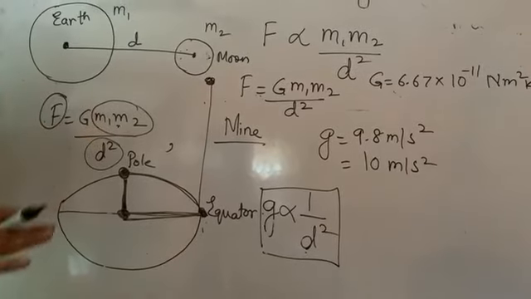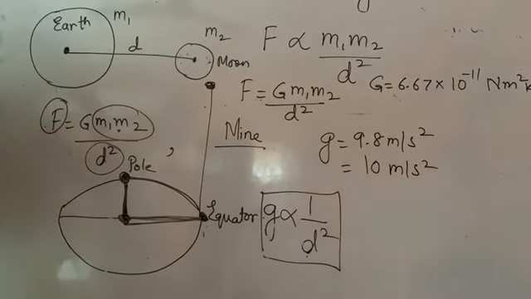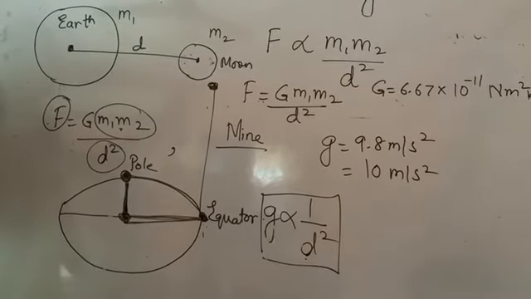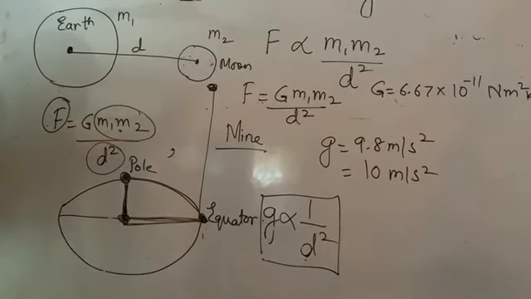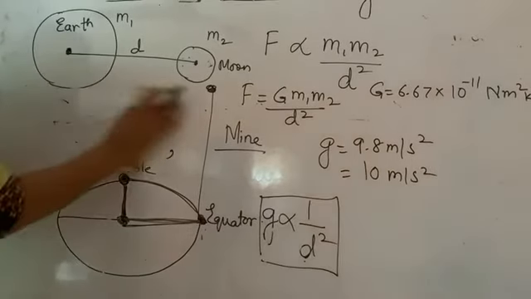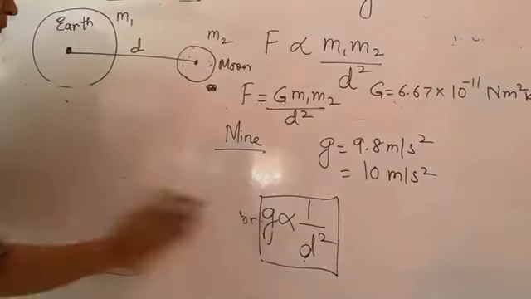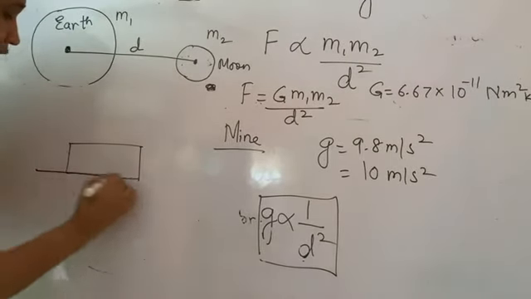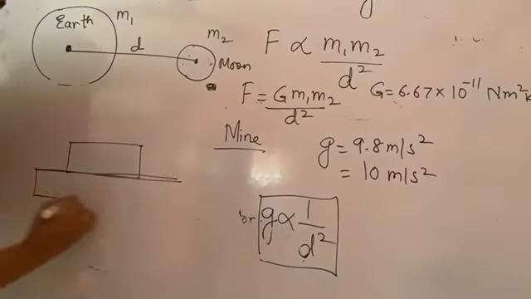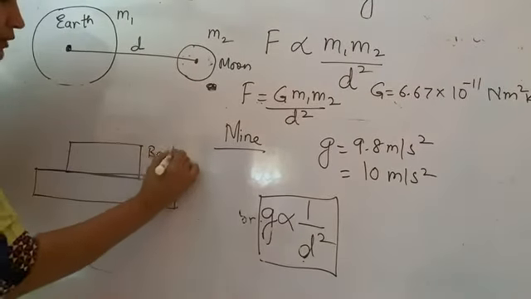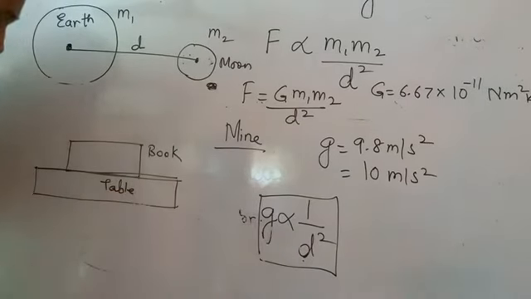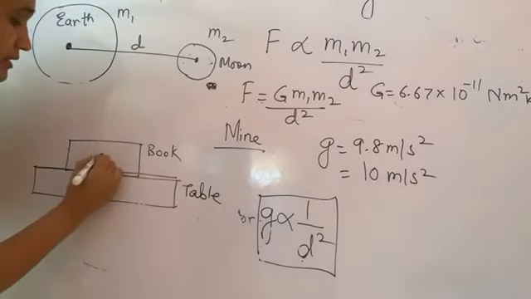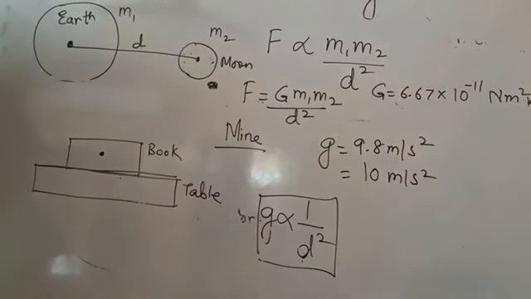Now the next law, which is the third law, is a very basic law. It talks about action and reaction. I can tell you in the form of a sentence that every action has an equal and opposite reaction. Now what do you mean by that? Suppose there is a book kept on a tabletop. This is the table, this is the book, and this is the center of gravity. This concept is very clear, very important.